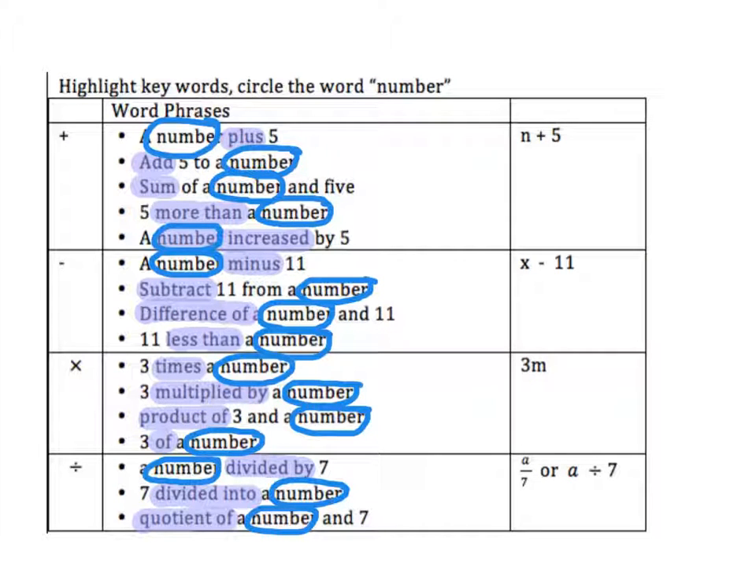All right, I've circled the word number, and the reason that we did that is because in addition to knowing which operation we're using in the sentence, we also want to know what words represent our variable. And in this case, the word number is a keyword that represents our variable.